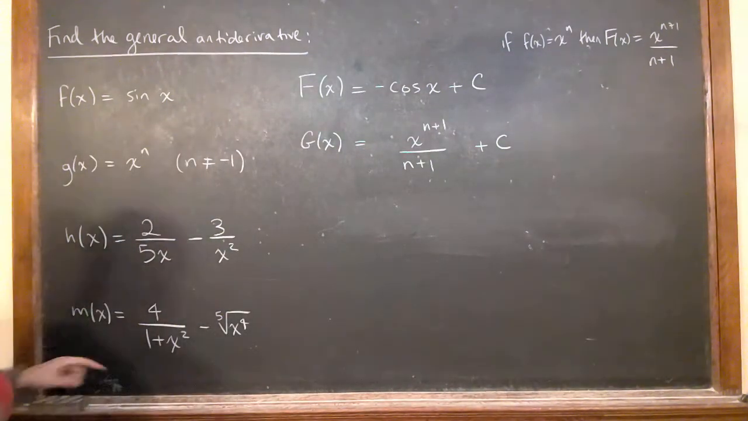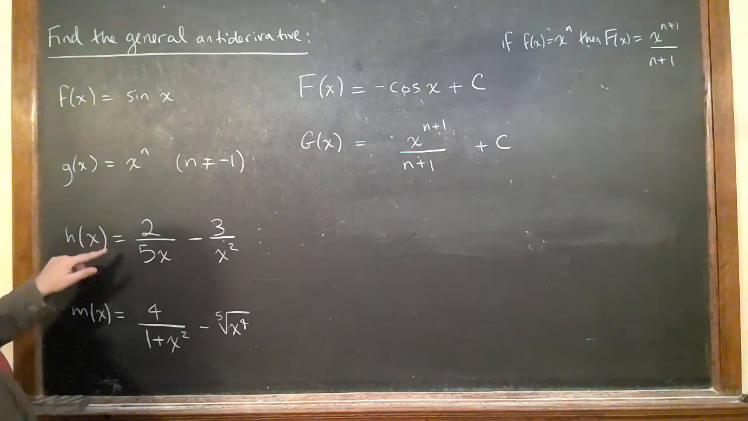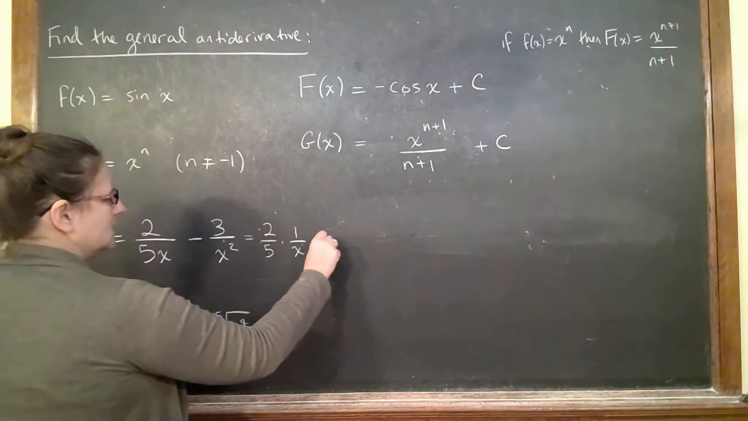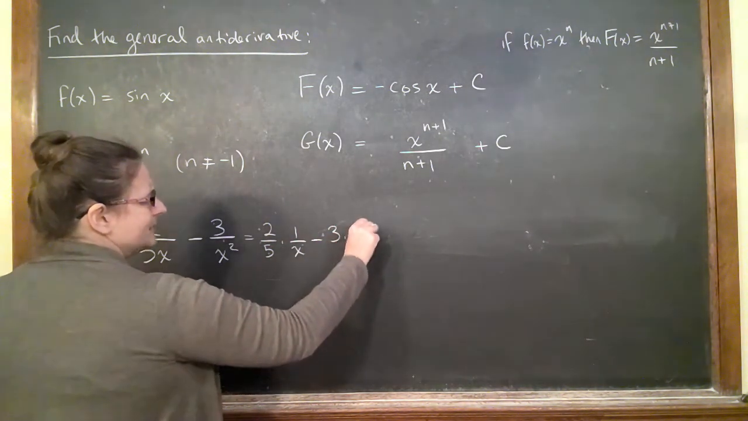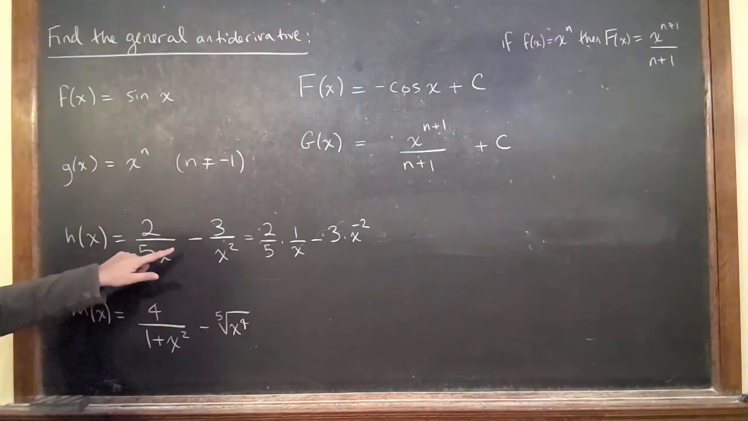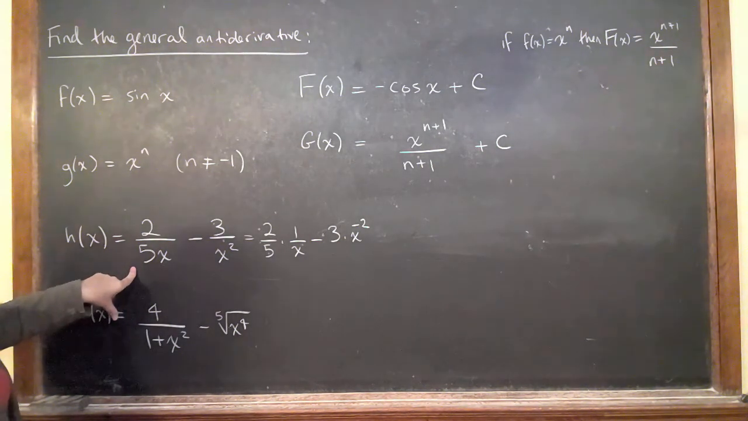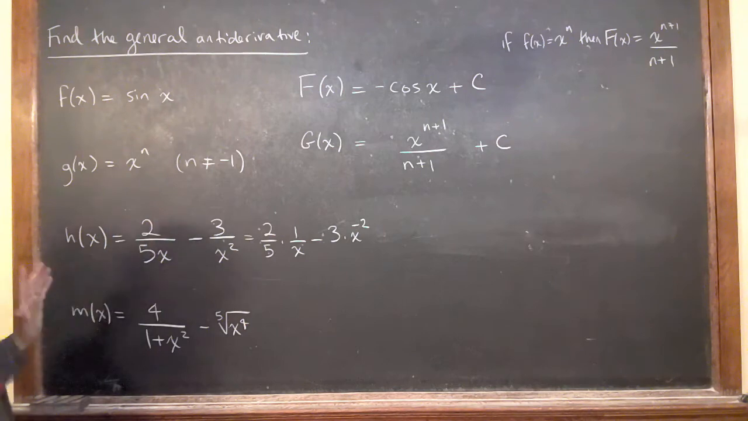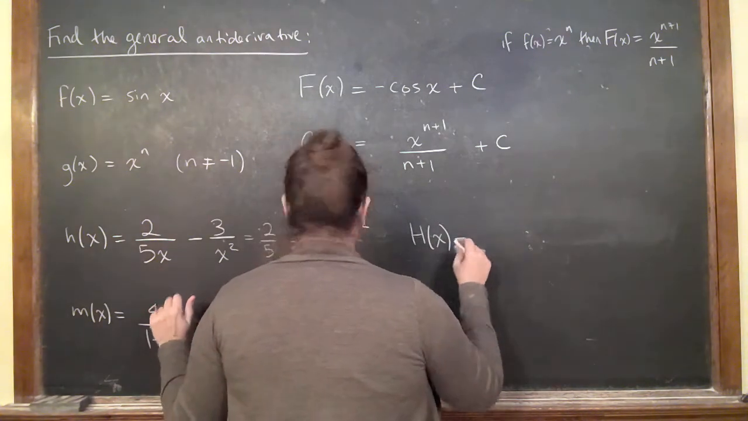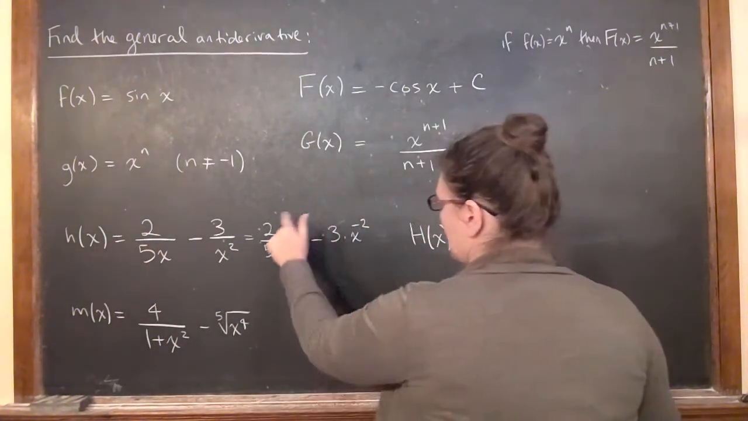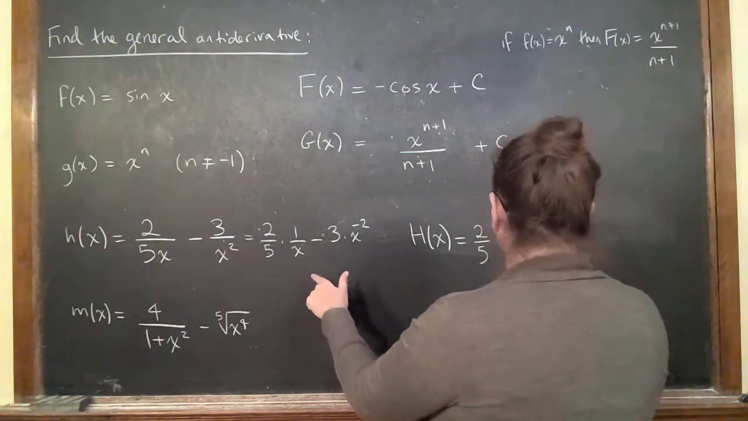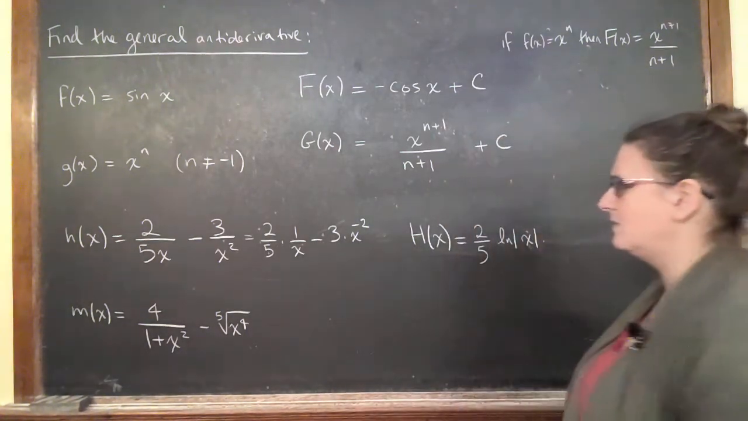Now, notice this one is precisely this kind of thing, right? So I can write this as 2/5 times 1 over x minus 3 times x to the minus 2. Okay? So the constant doesn't make a difference when I'm doing derivative or antiderivative. I pull it out in the front, right? So if I'm going to look for the antiderivative, I'm going to look for the function whose derivative is 2/5 times 1 over x. The 2/5 just goes along for the ride. And I know that the antiderivative of 1 over x is natural log of absolute value of x.